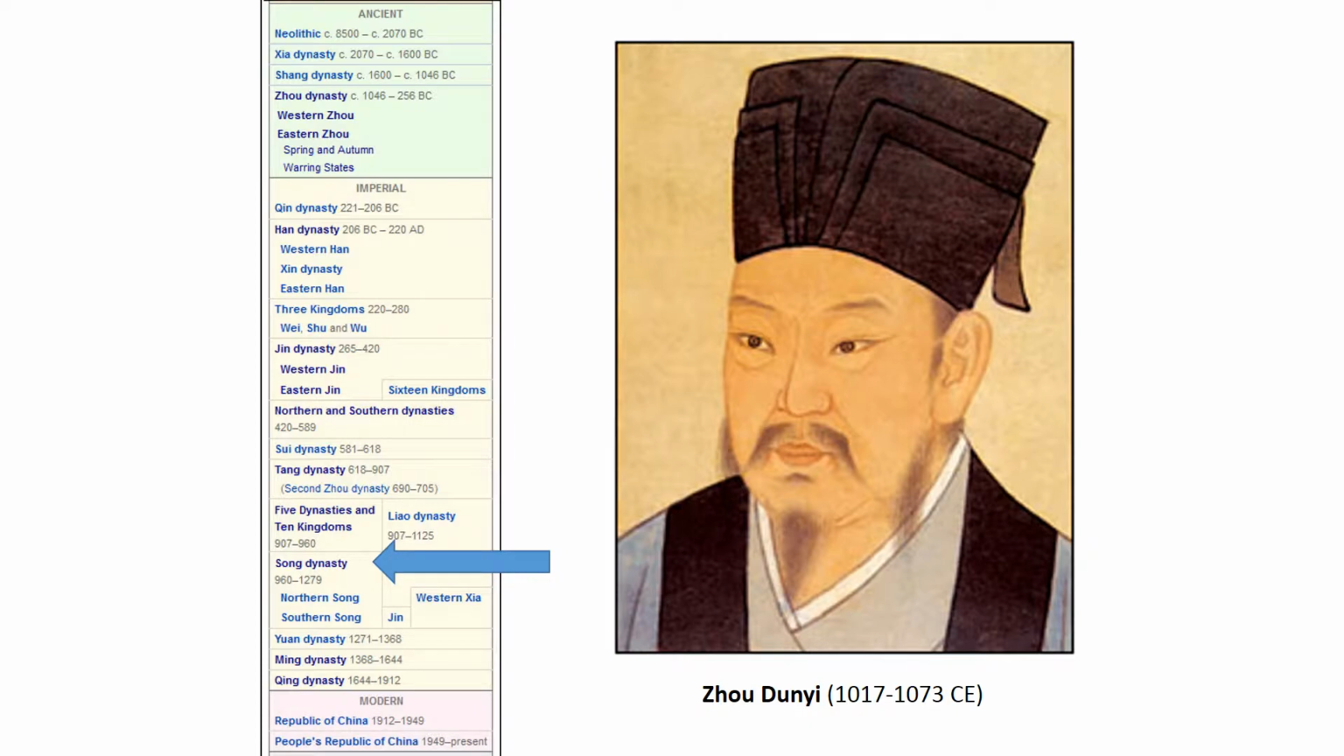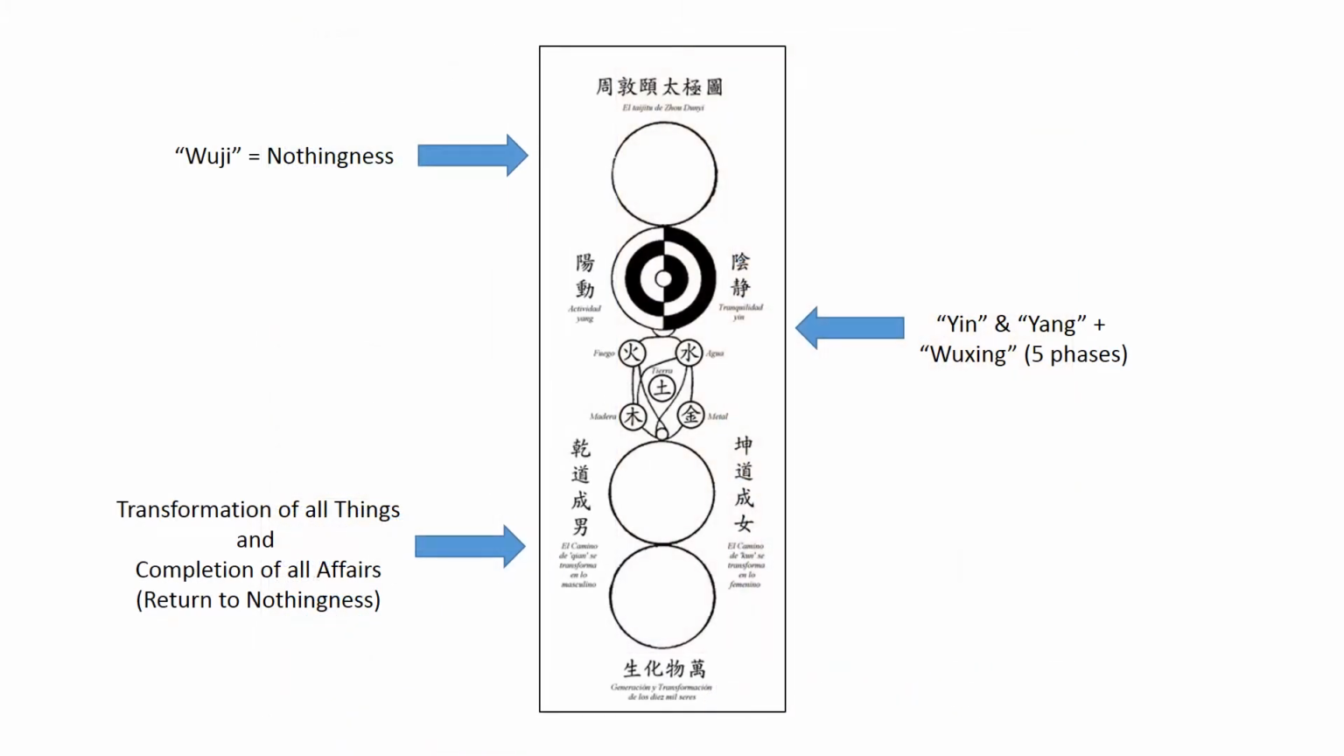By the Sung dynasty, several philosophers were working on a grand synthesis of Confucianism, Taoism, and Buddhism. Among them was this man, Zhou Dunyi. Zhou Dunyi is credited with the first diagram of the Taijitu, which combined notions of nothingness and impermanence. As you can see, nothingness is depicted as the root of all things and the completion of all affairs, with the movement of yin and yang and the five phases situated in the middle.